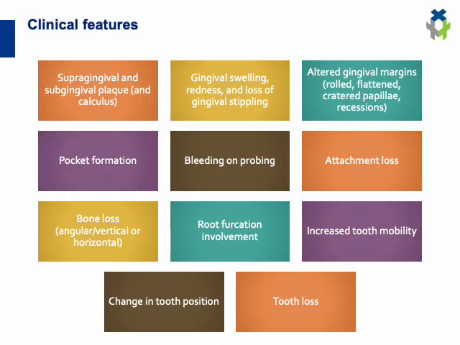The various clinical features of chronic periodontitis are supragingival and subgingival plaque, gingival swelling, redness and loss of gingival stippling, altered gingival margins, pocket formation, bleeding on probing, attachment loss, bone loss, which can be angular or horizontal, root furcation involvement, increased tooth mobility, change in tooth position, and finally tooth loss.